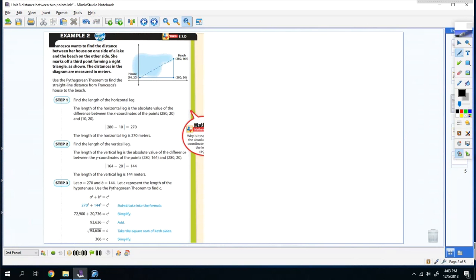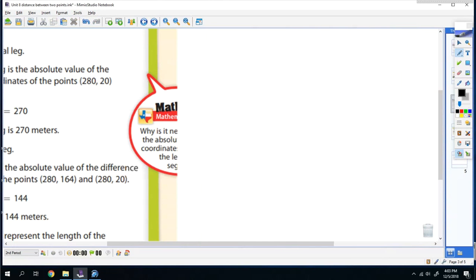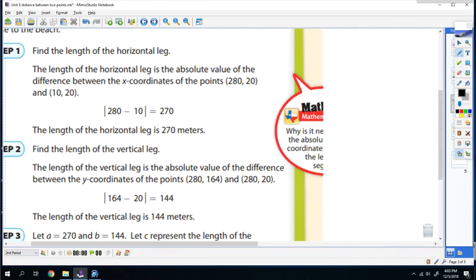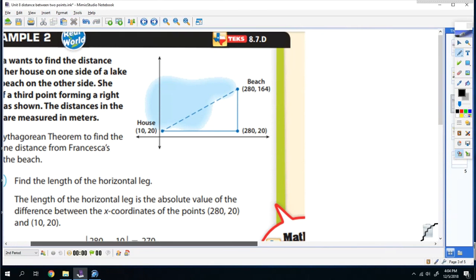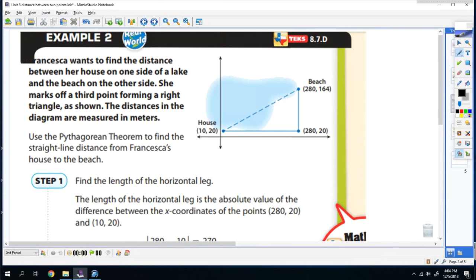All right. So skip the next page and go on to example 2. Let me zoom in. So number 2 says, Fran wants to find the distance between her house on one side of a lake and the beach on the other side. She marks off a third point forming a right triangle as shown to the right. The distances in the diagram are measured in meters.